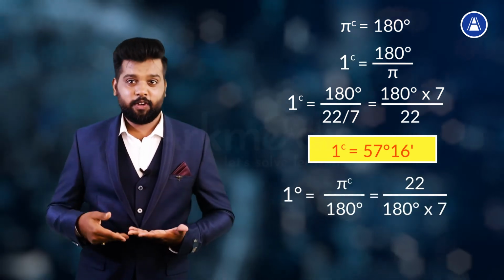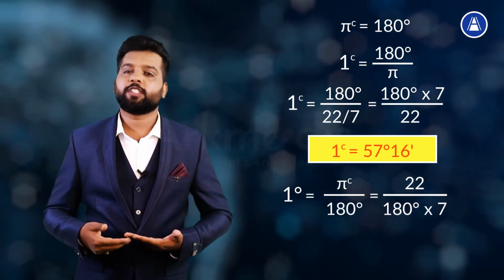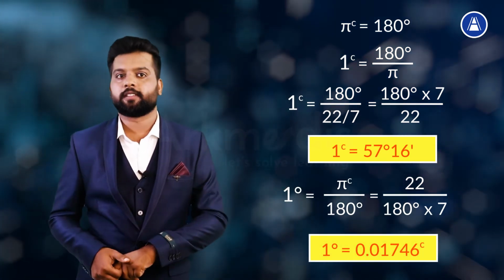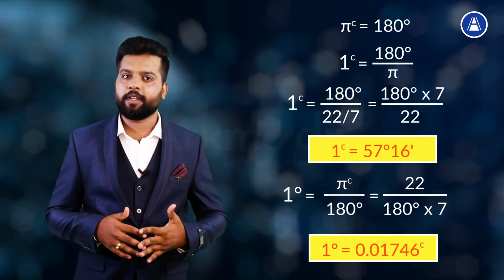And 1 degree is equal to pi by 180 radians, which is approximately equal to 0.01746 radians. This is all about the relation between radians and degrees. And with this, we can convert any given radians to degrees or any degrees to radians.